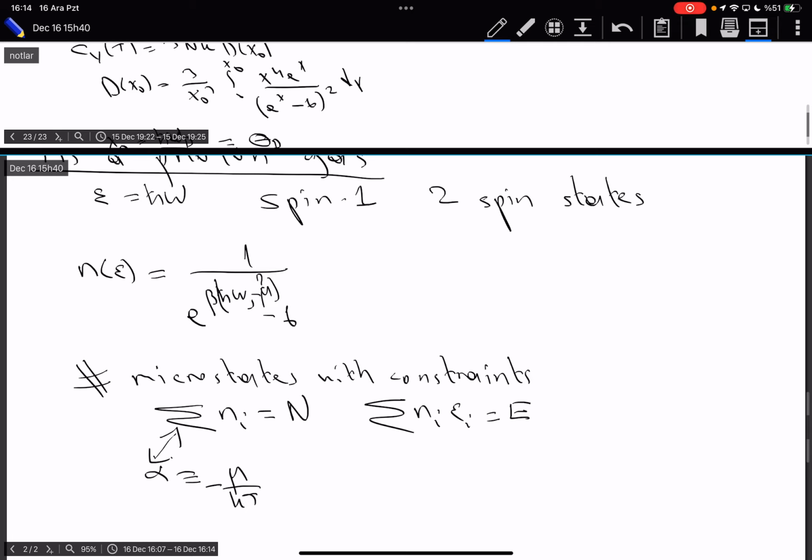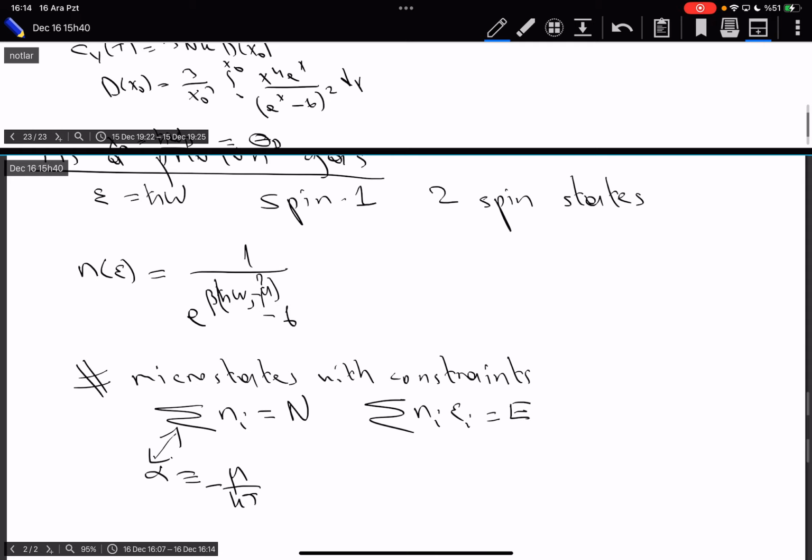Well, if you don't have a constraint on the number of particles, you don't introduce alpha. So there's no chemical potential. That essentially corresponds to the case mu is equal to 0. So if you don't have particle number conservation in any way, that basically corresponds to zero chemical potential. For photons, you don't have particle number conservation. They can be absorbed, they can be created one by one. So we don't have that constraint.